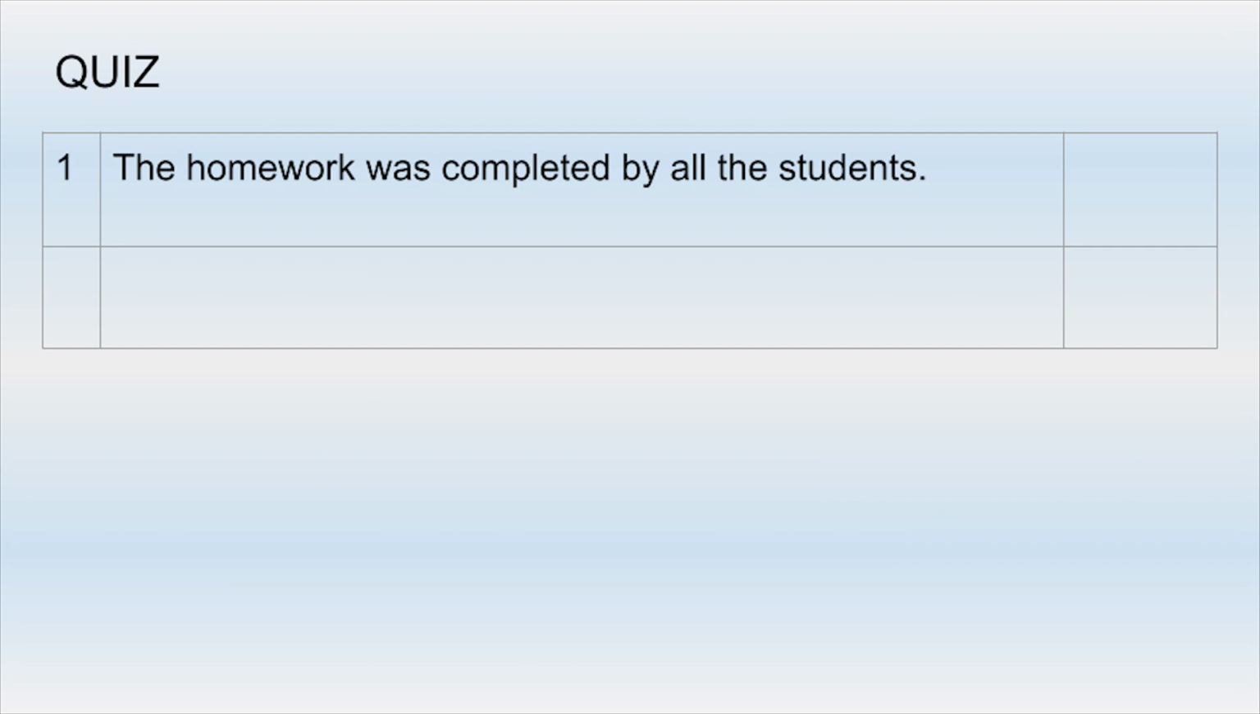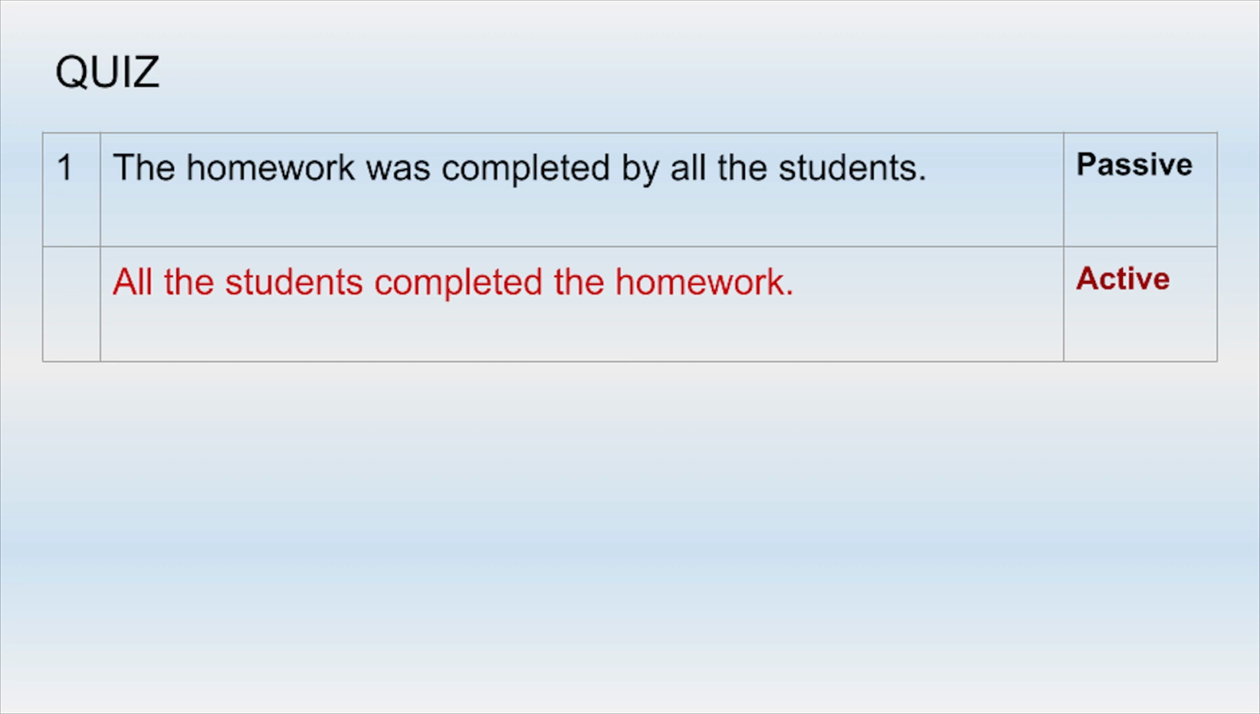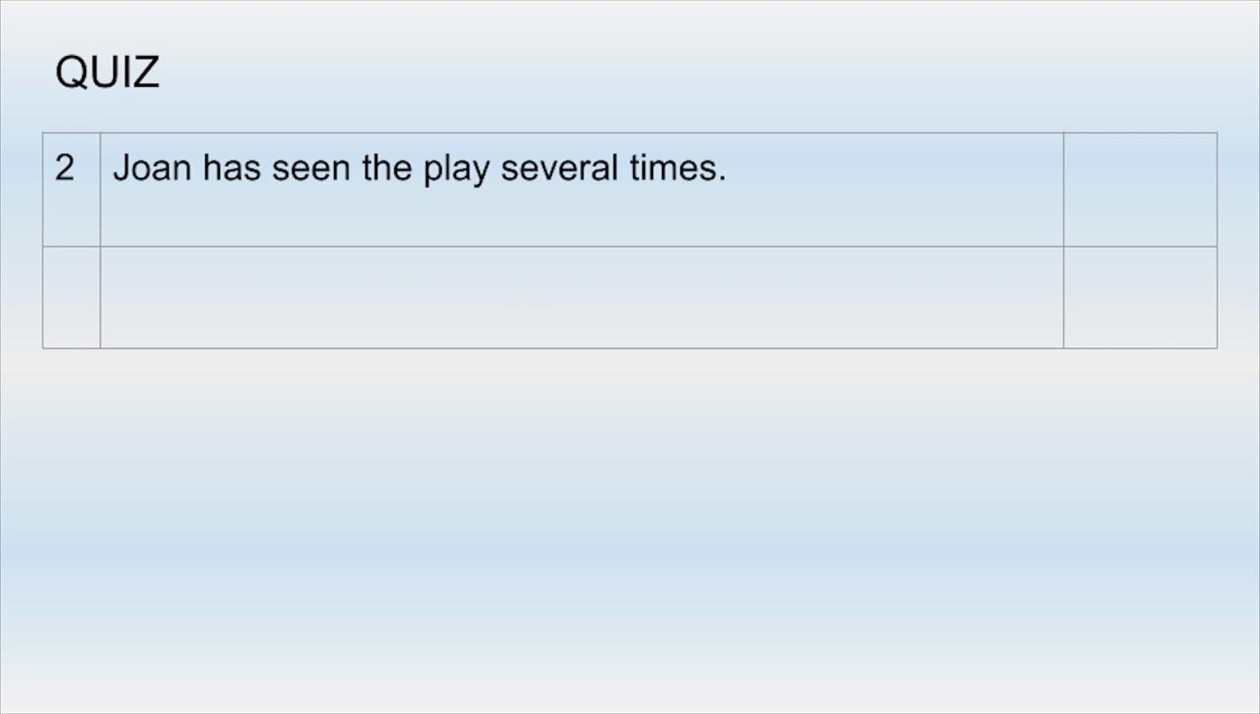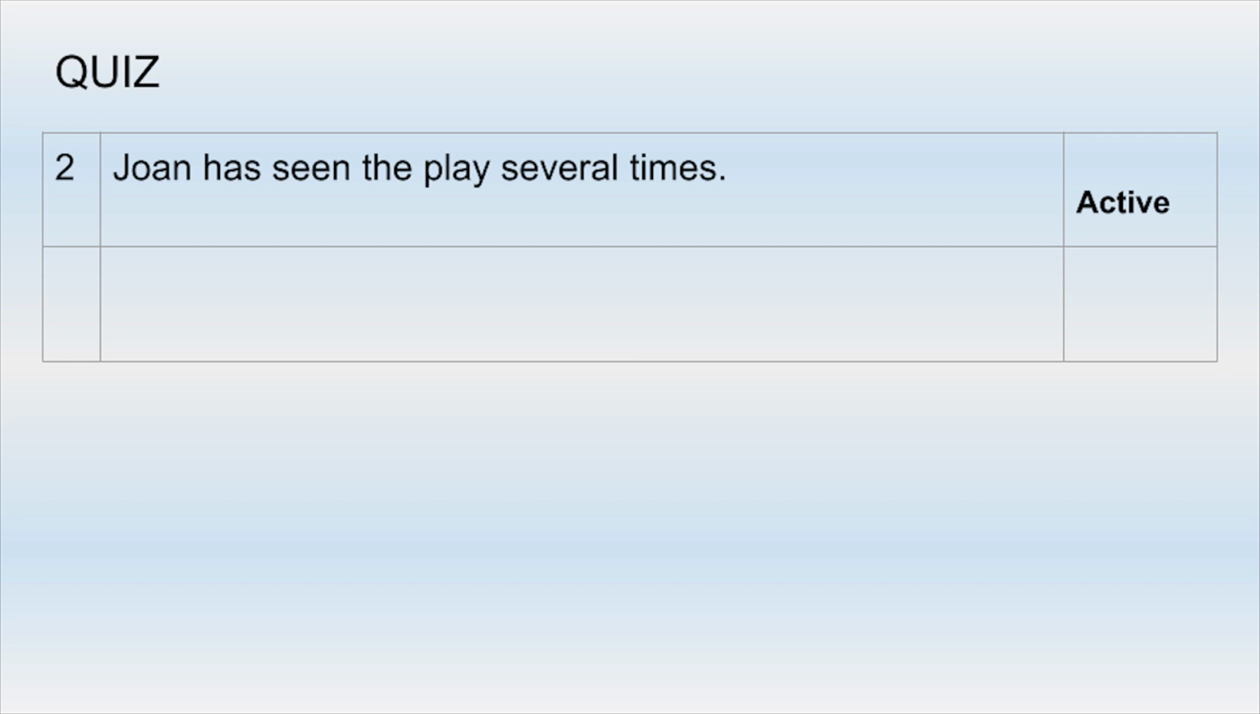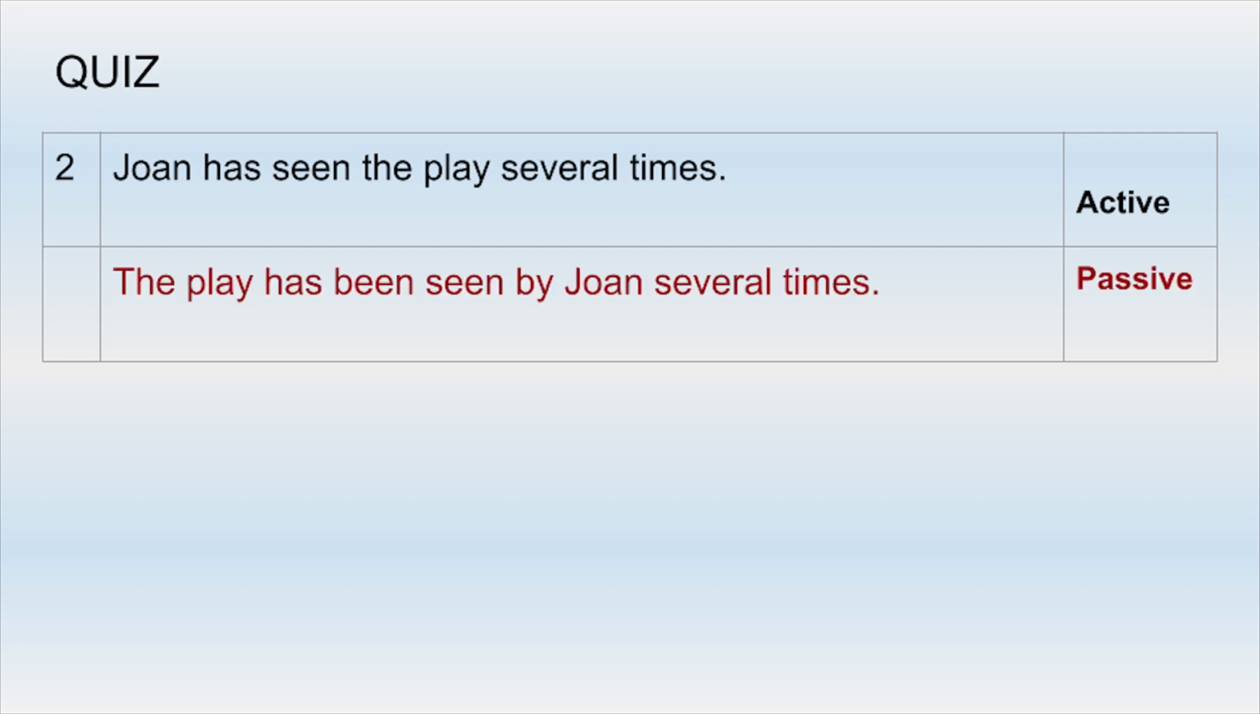Okay, welcome back. Let's now check the answers. Number 1, the homework was completed by all the students. This is written in the passive voice. Rewriting it in the active voice, all the students completed the homework. Number 2, Joan has seen the play several times. This is written in the active voice. In the passive voice, our answer is the play has been seen by Joan several times.